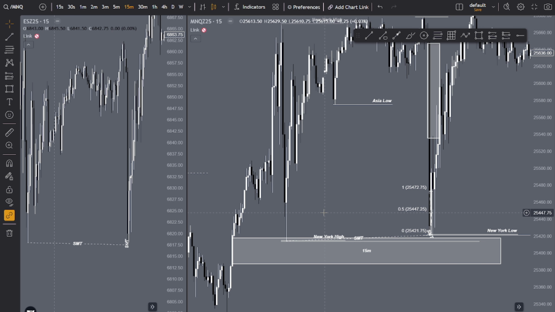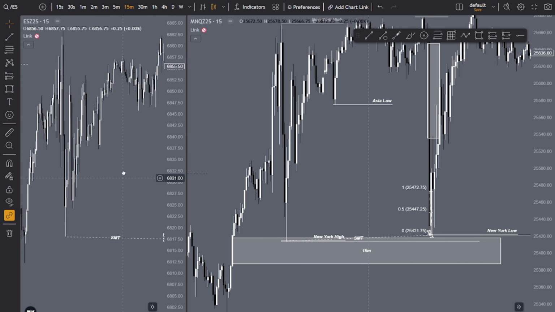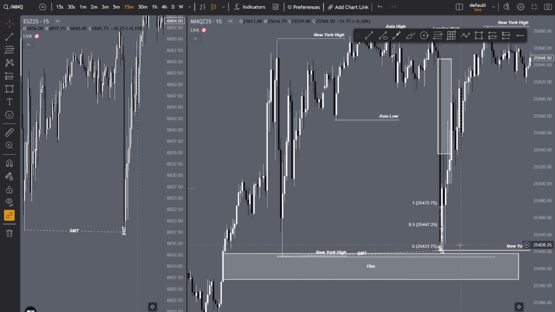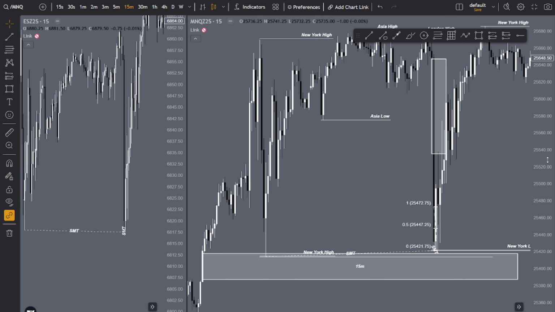Actually, sorry, I take that back. ES swept previous low. NQ didn't. You know what that means? That is a bullish SMT, because those two correlating assets are technically matching assets and they move very similarly. An SMT is whenever, for example, ES sweeps the lower low and NQ fails to sweep the lower low. So that is an SMT.